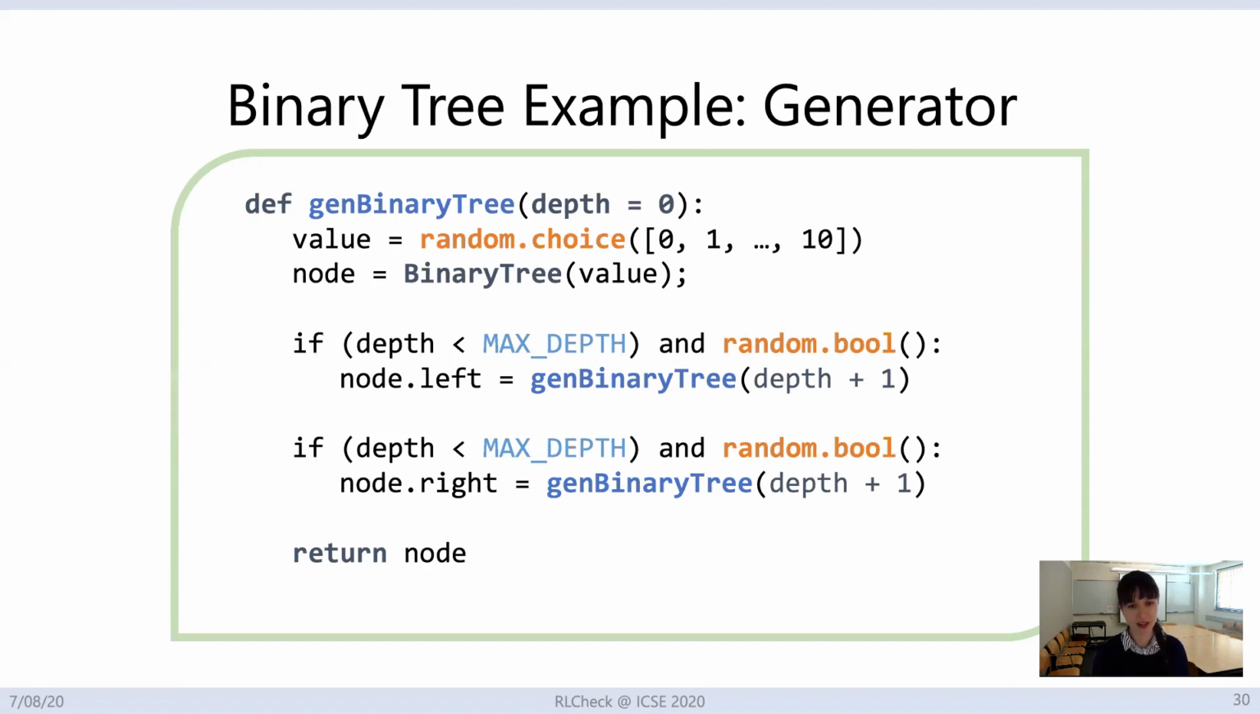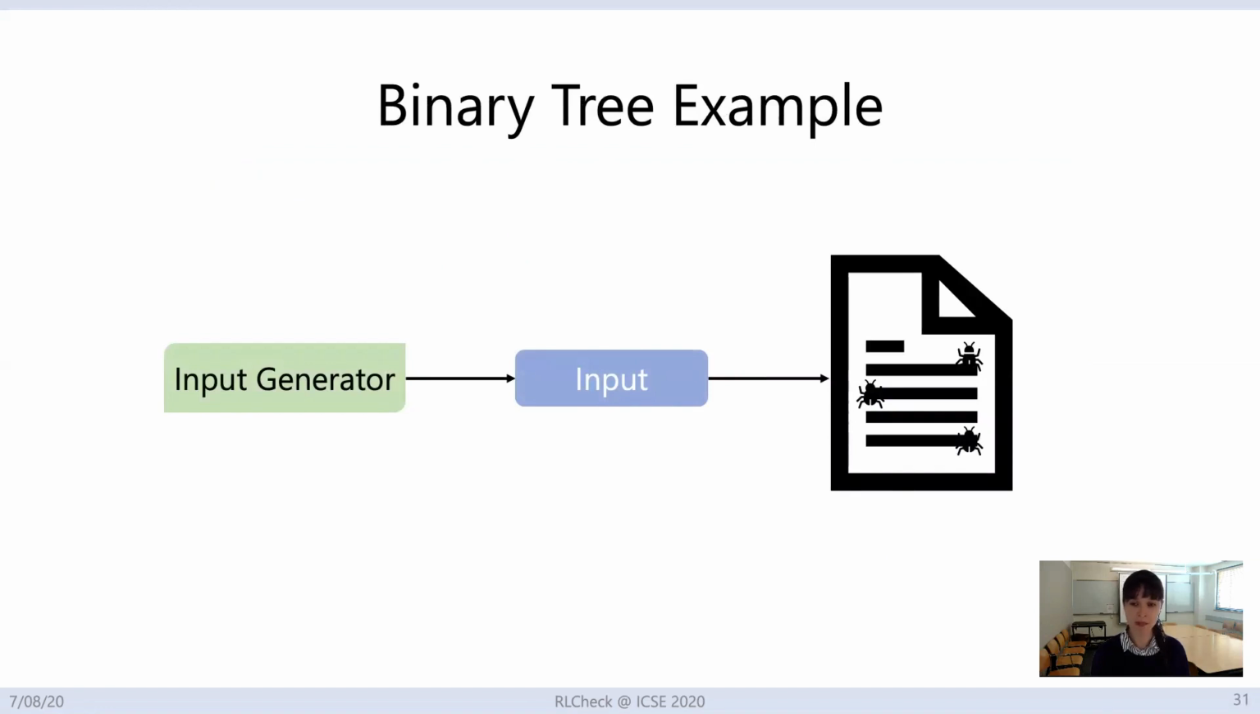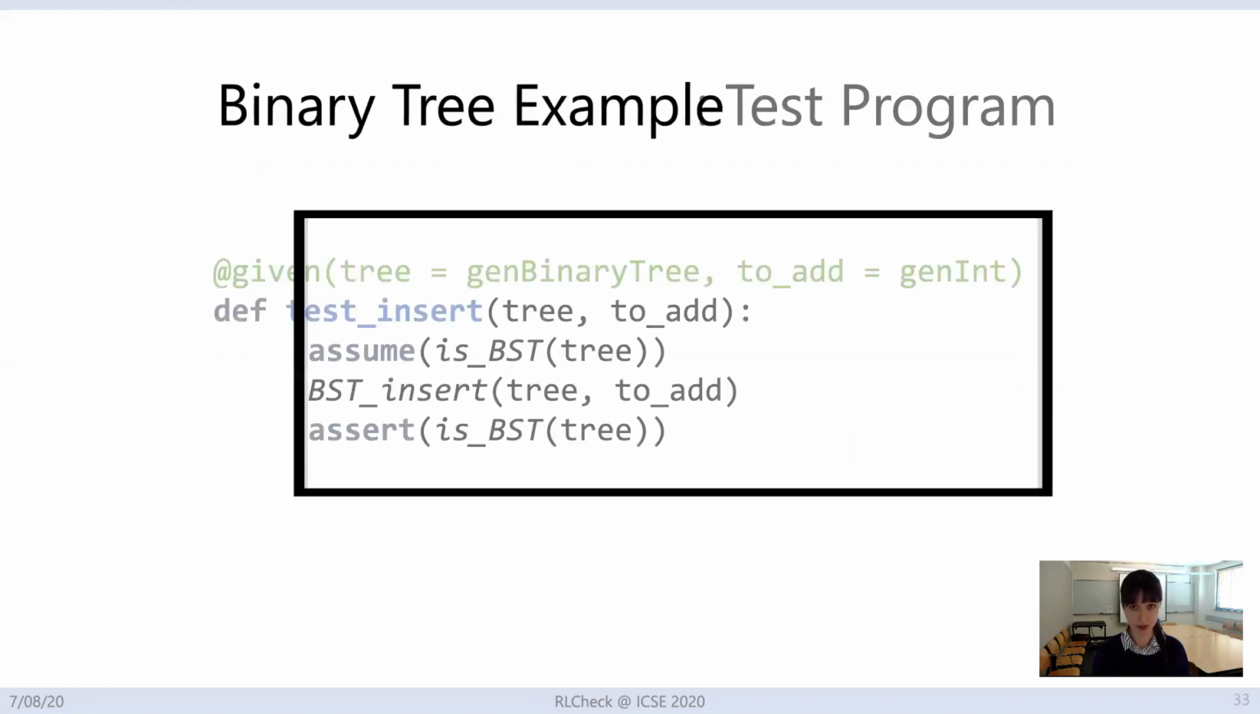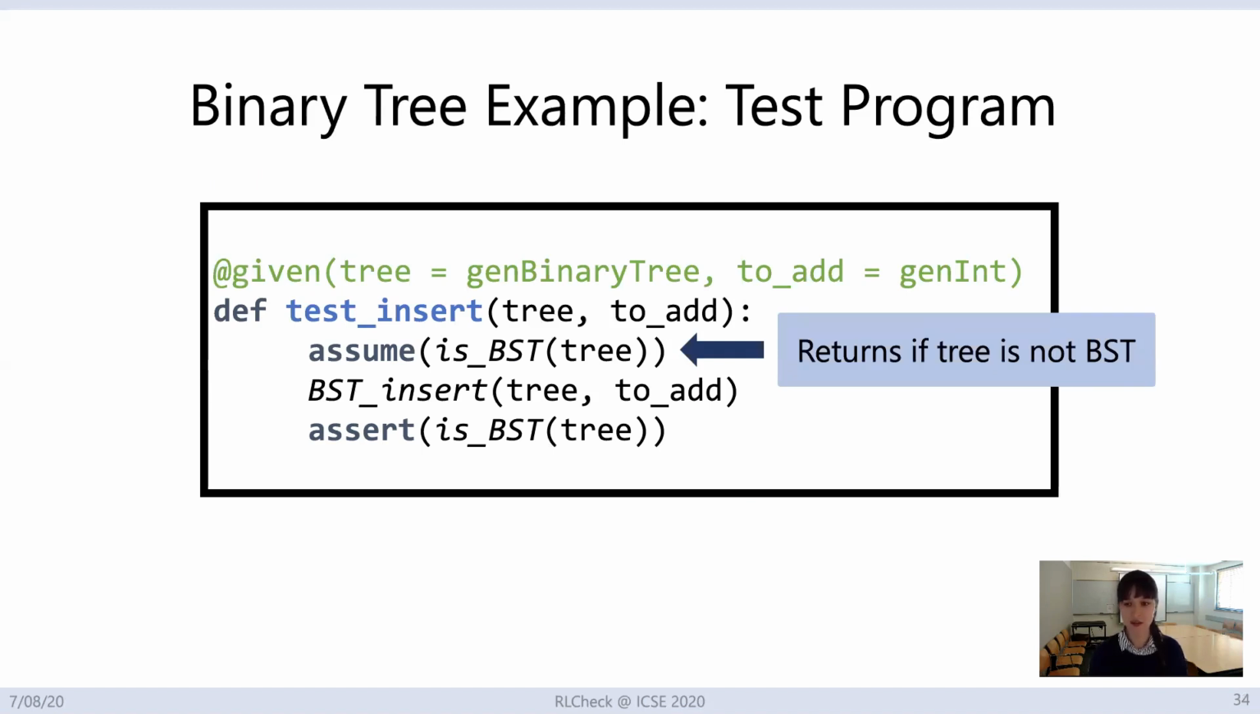To discuss the fundamental trade-off, we're also going to actually have to look at a program that accepts binary trees. Here is one such program. This program tests whether the binary search tree insertion function actually preserves the binary search tree property. And the nice thing here is that we can use this handy assume statement, which returns early if the tree is not a binary search tree, to use our regular binary tree generator and just do rejection sampling to try and generate hundreds and thousands of inputs to this program, just rejecting any inputs at this assume statement if they're not binary search trees.